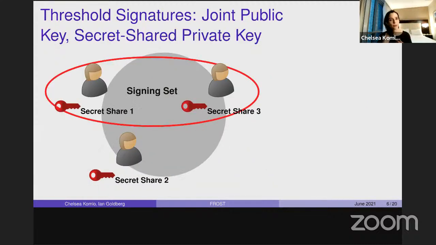Looking at threshold signatures, it's very similar to threshold secret sharing. However, in this model, your private key is still secret shared in the way that we looked at before, but you have one joint public key that represents the group.